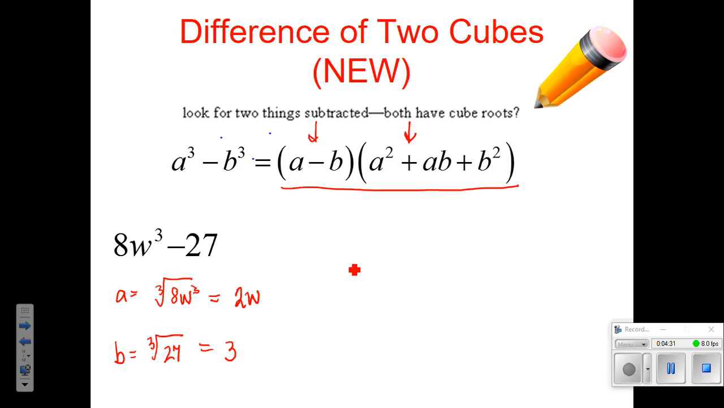Sorry about those lines. I don't know why they keep happening.